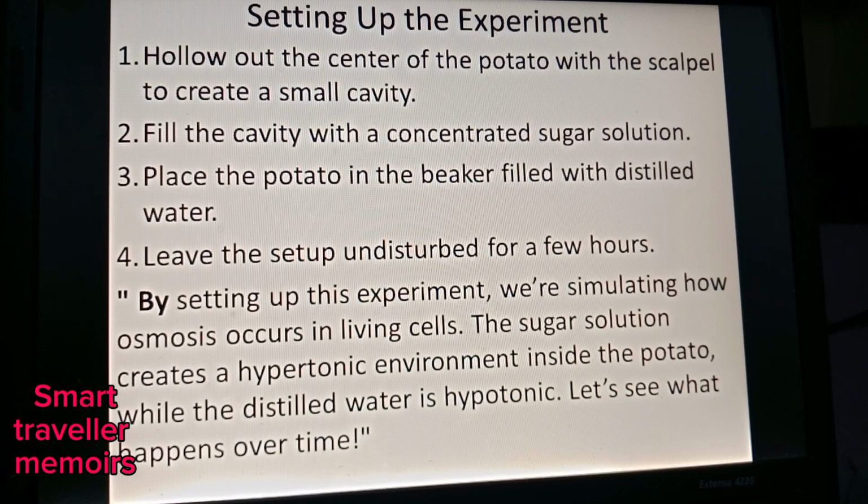By setting up this experiment, we are simulating how osmosis occurs in living cells, guys. The sugar solution creates a hypertonic environment inside the potato, while the distilled water is hypotonic. Let's see what happens over time.